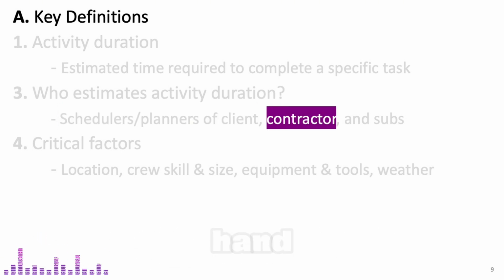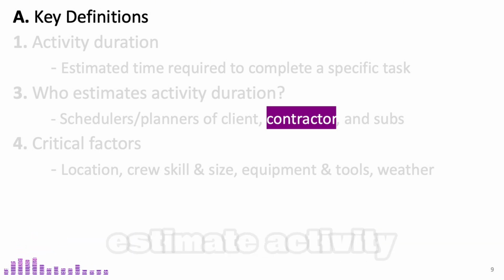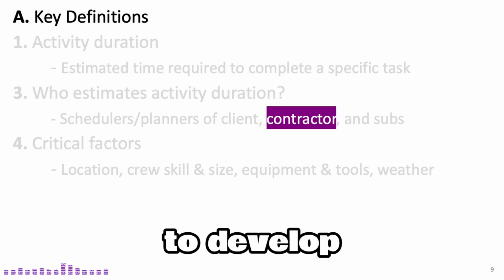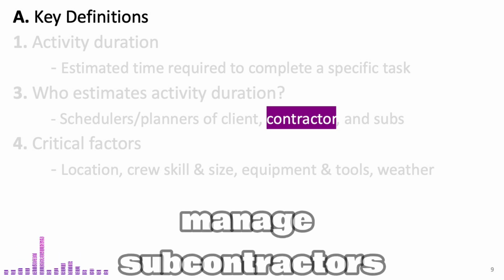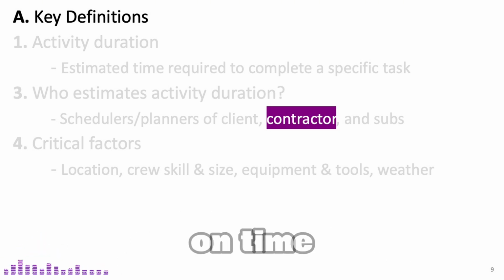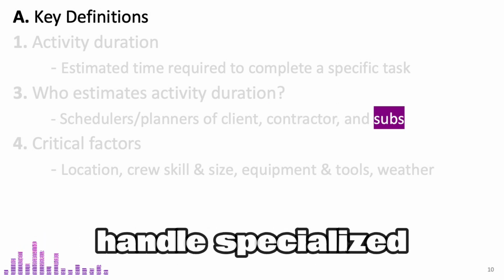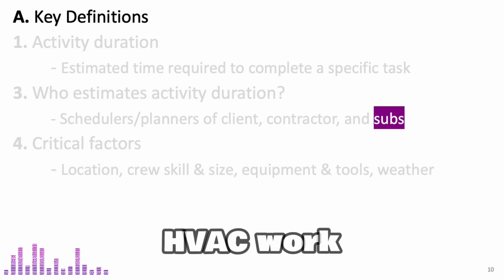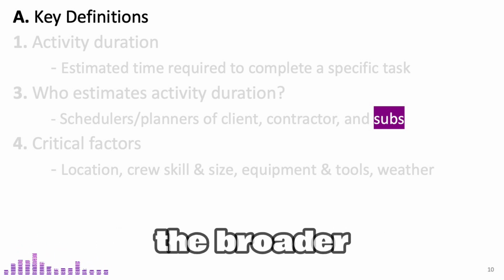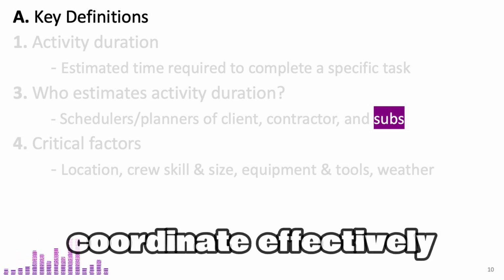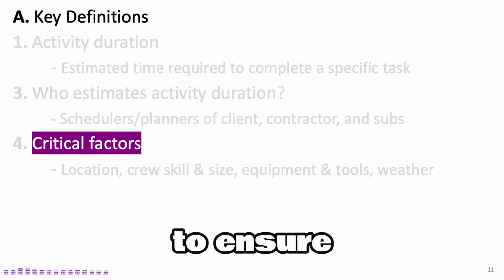The general contractor, on the other hand, is responsible for overseeing the entire construction process. For this reason, they need to estimate activity duration carefully in order to develop a detailed project schedule. This schedule allows them to allocate resources efficiently, manage subcontractors, and ensure that tasks are completed on time, ultimately maintaining the overall project timeline. Similarly, subcontractors who handle specialized tasks such as electrical, plumbing, or HVAC work must estimate the duration for their specific activities. These estimates help them plan their work within the broader project schedule and ensure that they coordinate effectively with other teams.